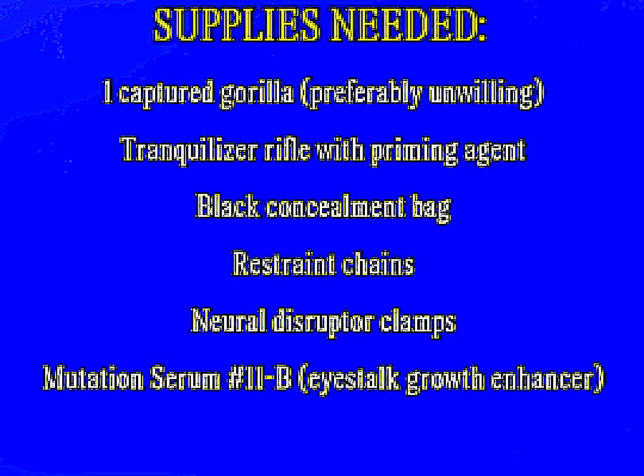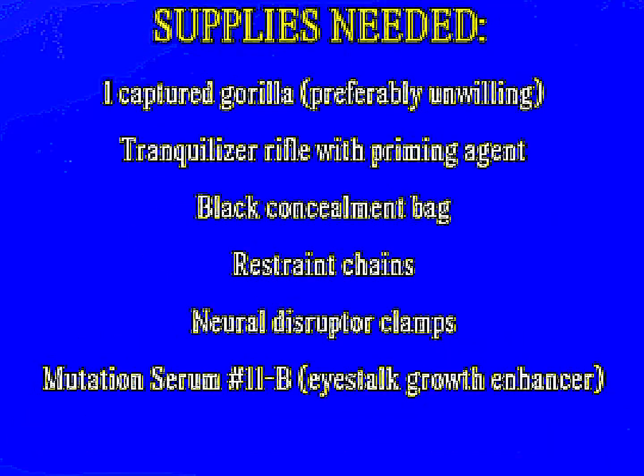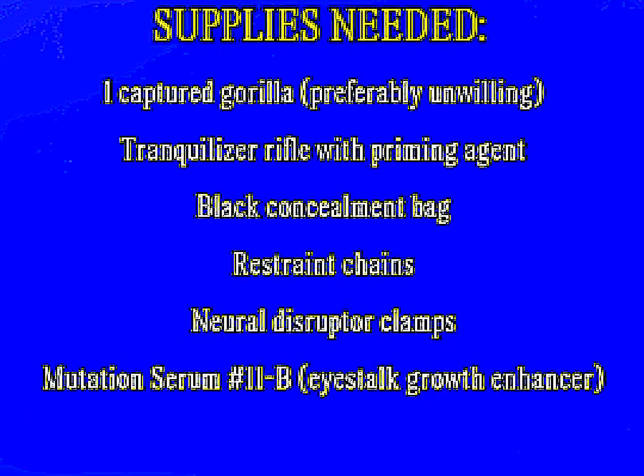Supplies needed: 1 captured gorilla, preferably living. Tranquilizer rifle with priming agent. Black concealment bag. Restraint shackles. Neural disruptor clamps. Mutation serial number 11B, eye-stalk growth enhancer.